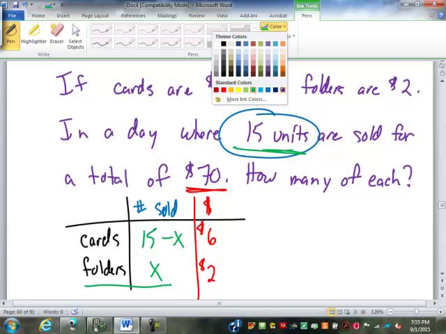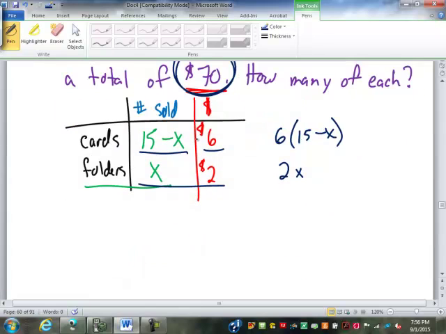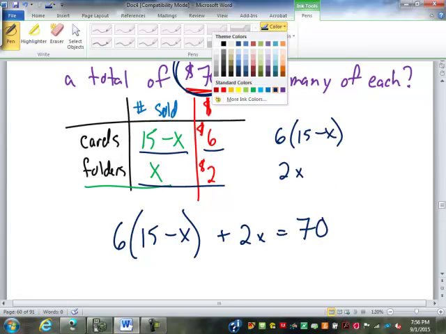And I just do that by multiplying. So for the dollars from cards, it is 15 minus X times 6, or 6 times 15 minus X. For the dollar amount for folders, it's X times $2, or 2X. That is going to add up to $70. So 6 times 15 minus X plus 2X equals 70. So we go from there.